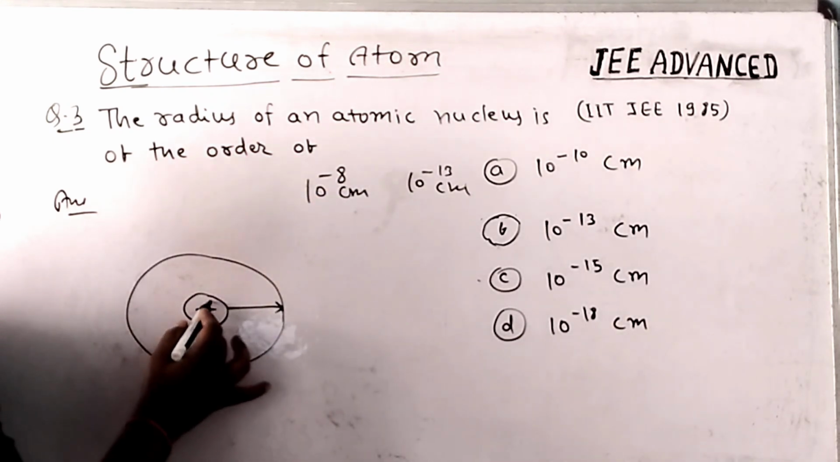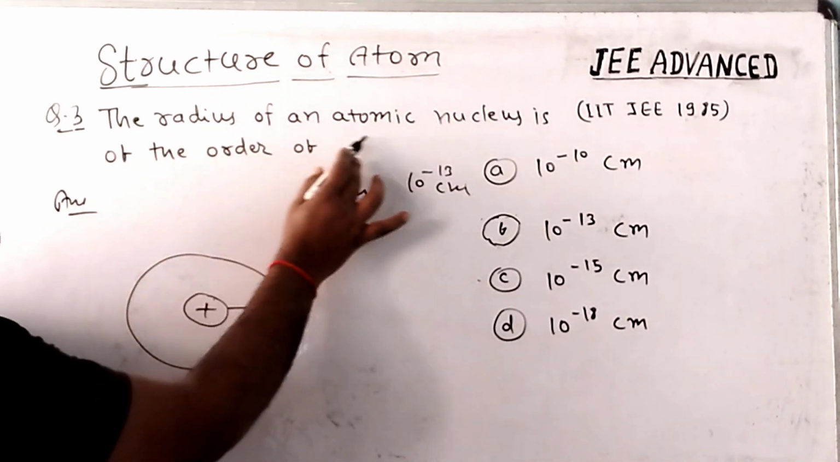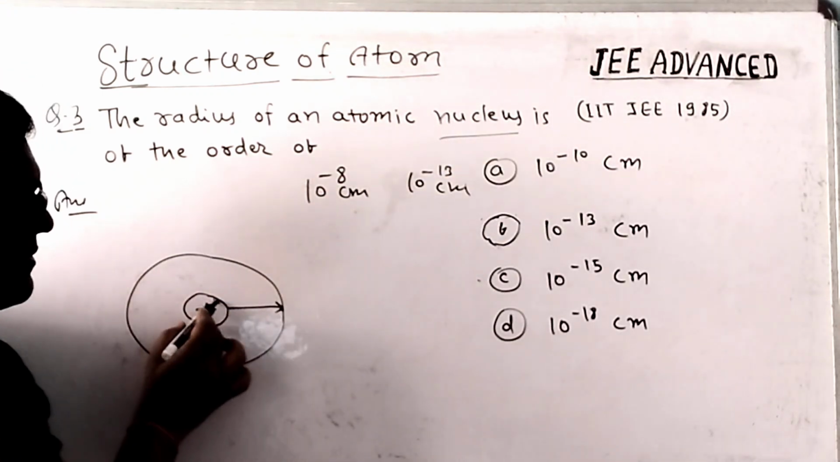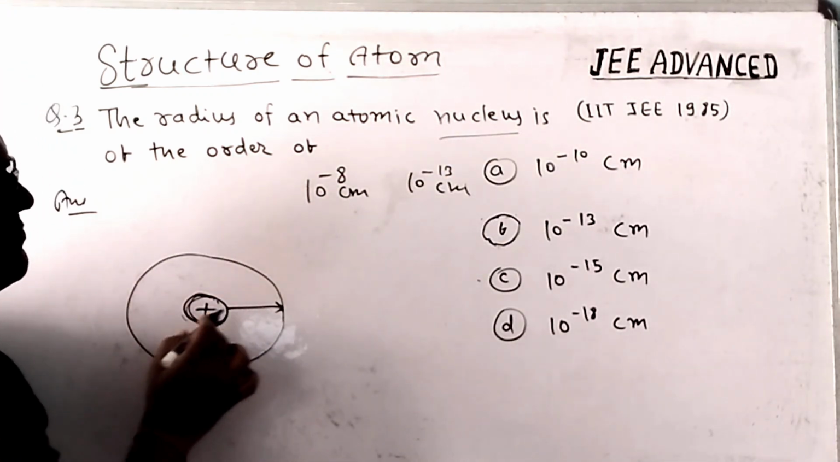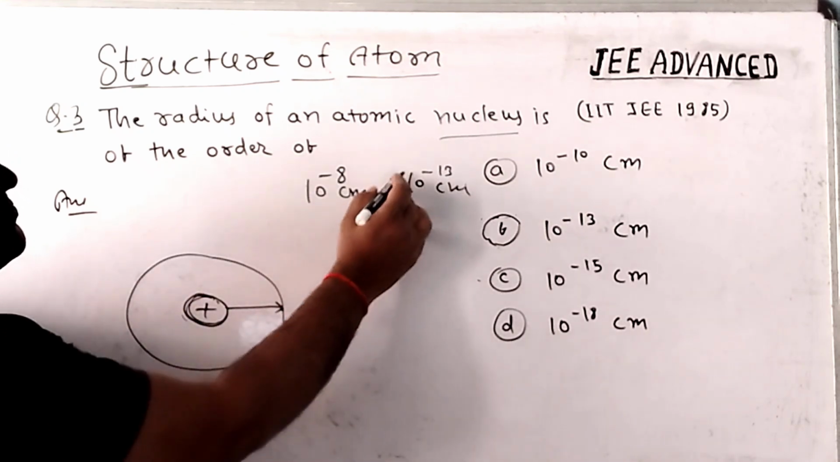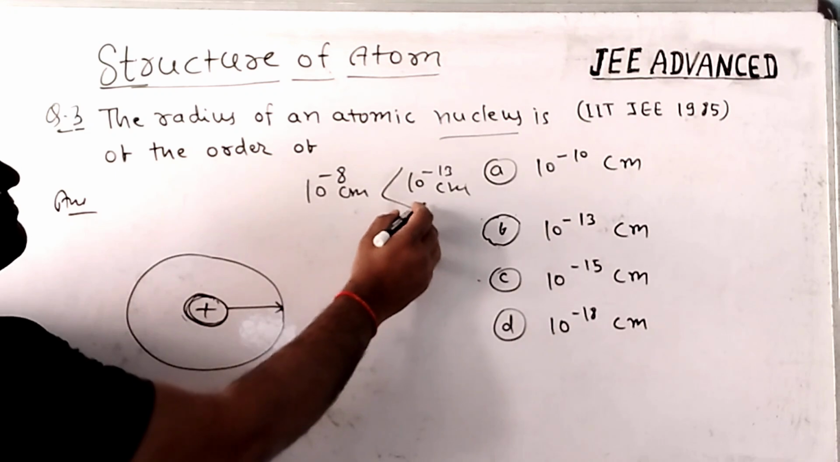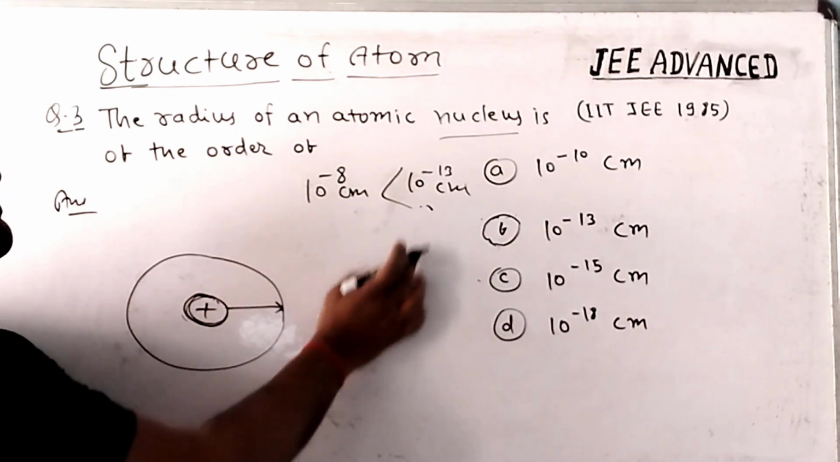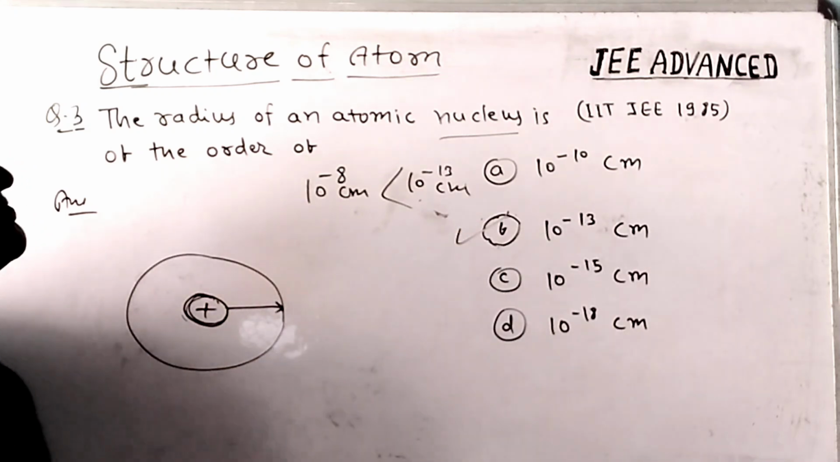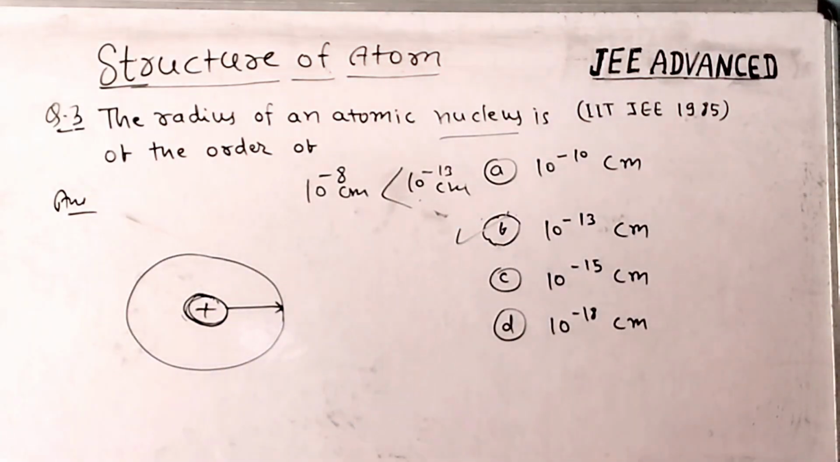Now the radius of the nucleus, according to the question, the radius of an atomic nucleus, nucleus means nucleus. So the radius of the nucleus is very much less than the radius of the atom. So this is the radius of the nucleus. Okay, this is the radius of the atom. So option B is correct. You can take a screenshot.